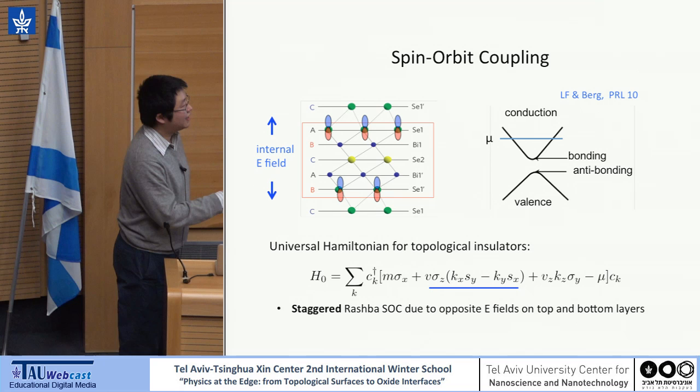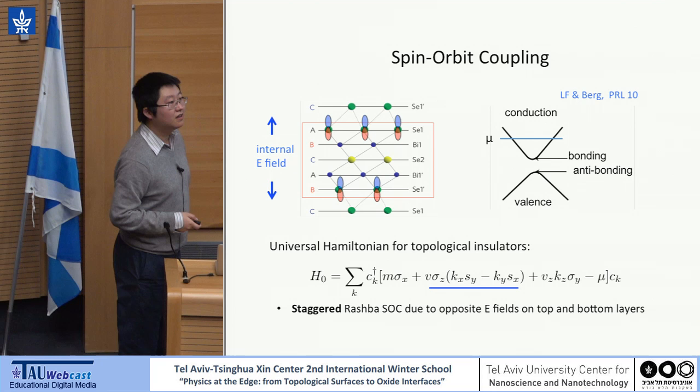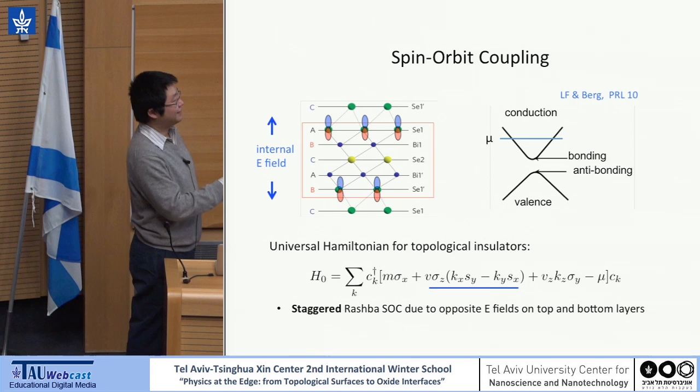Yeah, the other one has opposite spin texture, right? So sigma z takes opposite sign. No, I mean on the other, on the side. You mean on the side surface? It will work out. But with this simple model, it will work out, yes.